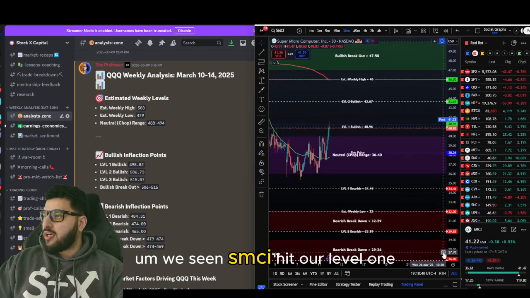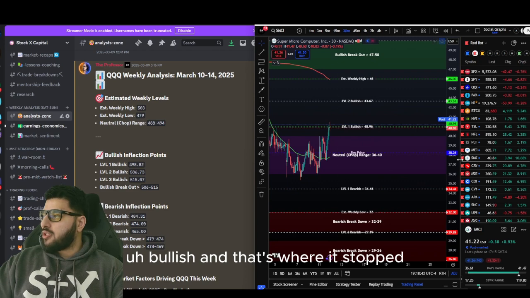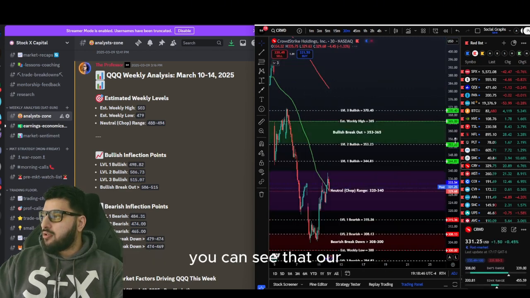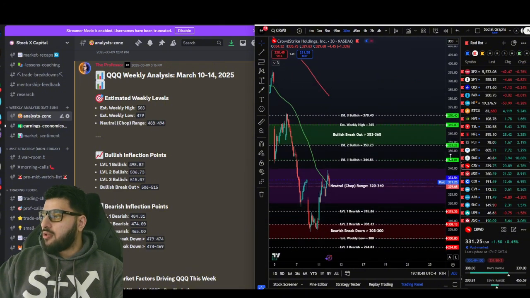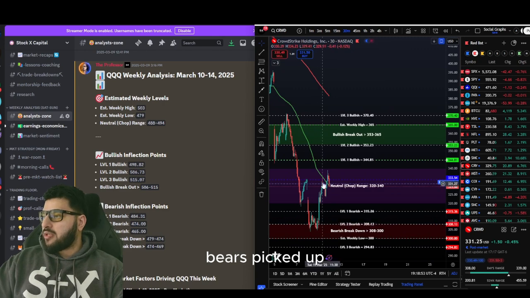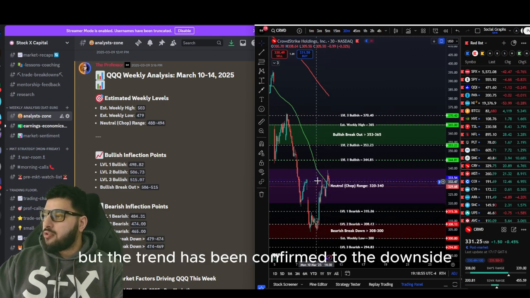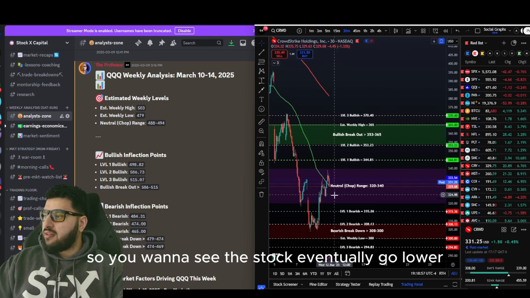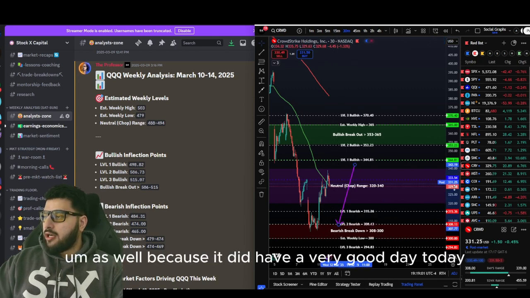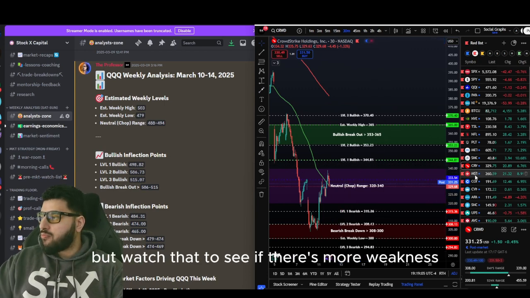We've seen SMCI hit our level 1 bullish, and that's where it stopped. It's pretty much been in a chop range for all week. You can see that CrowdStrike stopped around our level 2 bearish, picked up, but the trend has been confirmed to the downside. So you want to see this stock eventually go lower. I think CrowdStrike can go lower as well, because it did have a very good day today. But watch that to see if there's more weakness.